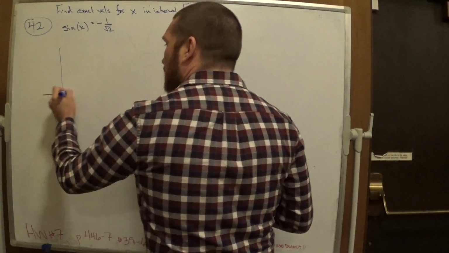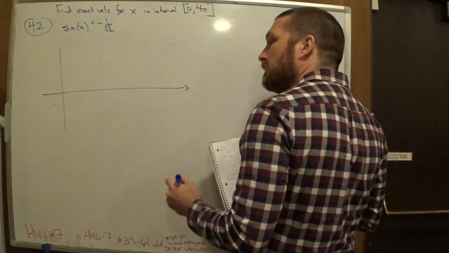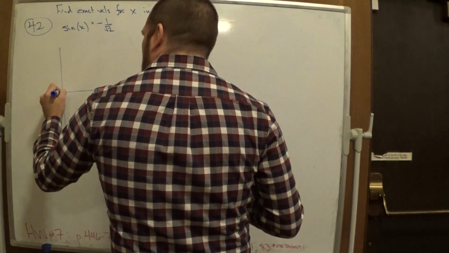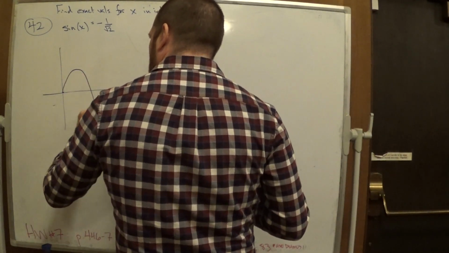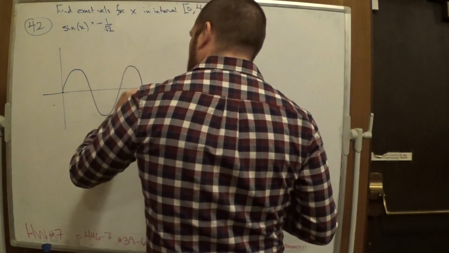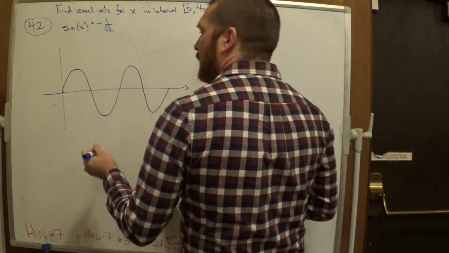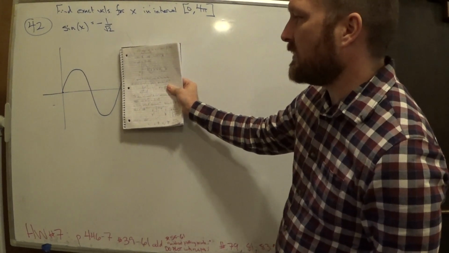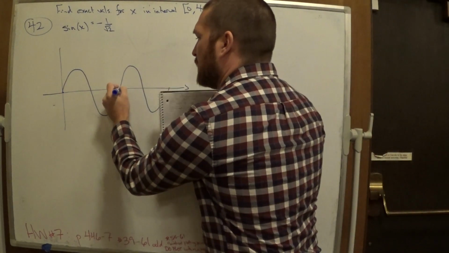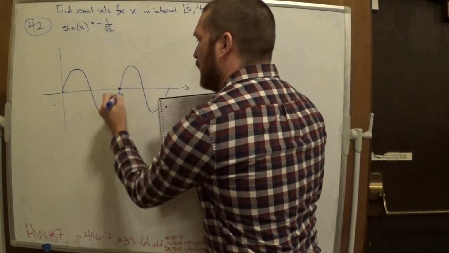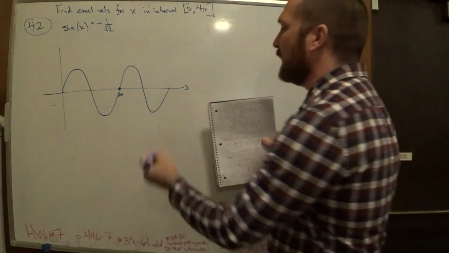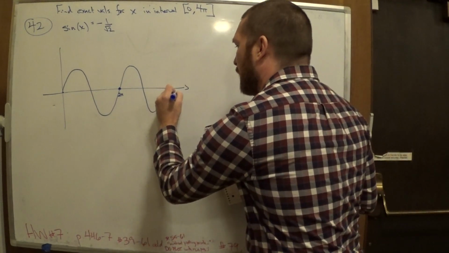And we're going to graph it on this interval from 0 to 4 pi. So I know that sine starts here, comes up, goes down, comes back up, goes back down, and comes back up. How do I know that? Well, I know that that's 1 full period, so I know that that goes to 2 pi. We're going all the way to 4 pi, so we're doubling everything, so 4 pi.